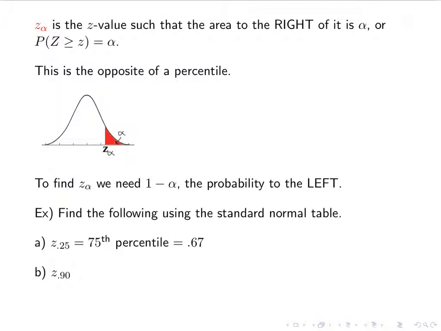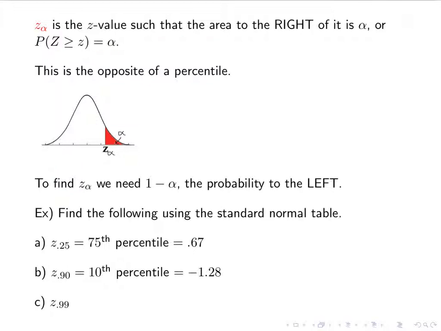For the next one, we have z sub 0.90. So again, what we want is 1 minus alpha, which is 0.1, which is the 10th percentile, which we actually did before. So we should still be getting negative 1.28, just like we did last time.